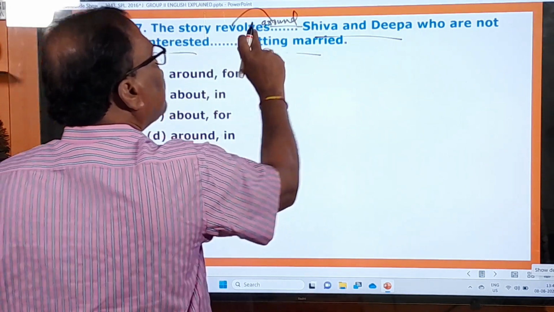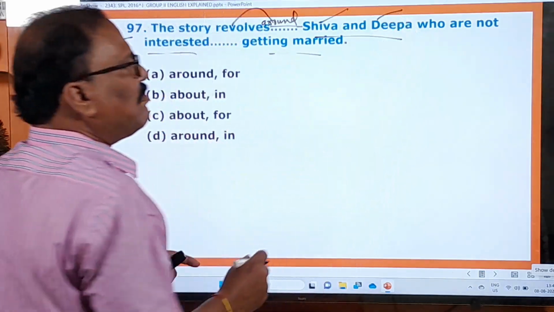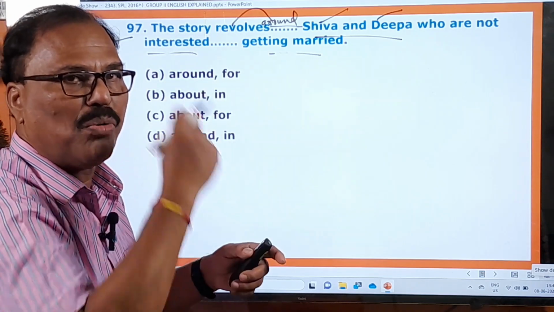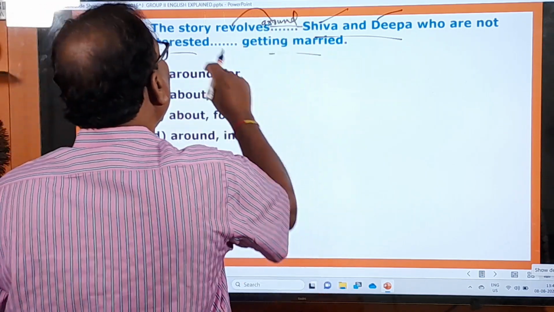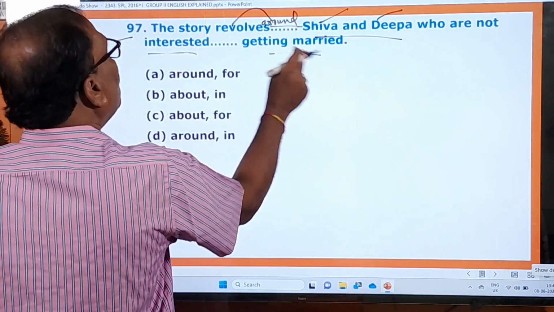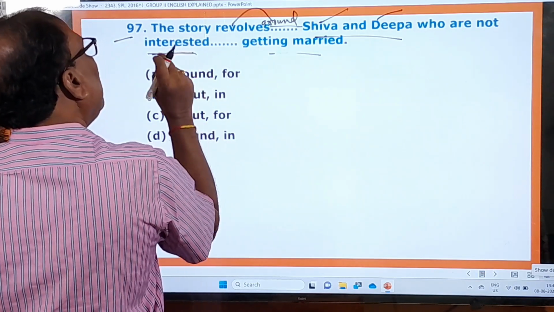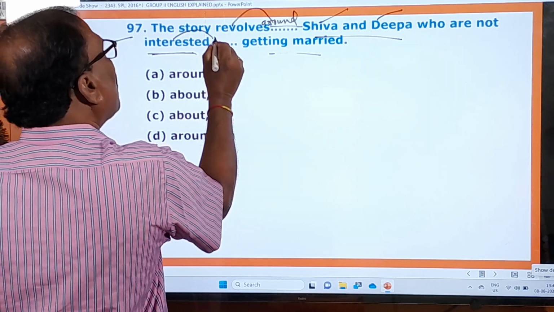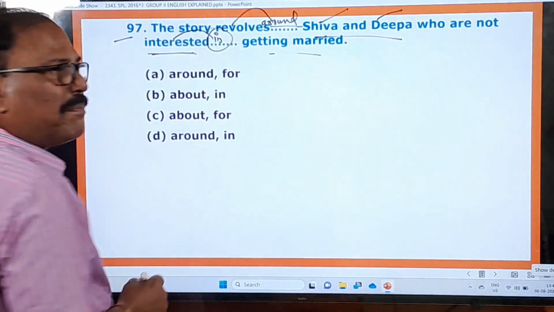The story revolves around Shiva and Deepa. About these two persons only the story is revolving, going round and round. Who are not interested dash getting married. So here one blind rule you can remember is after this interested you must use always the preposition in.